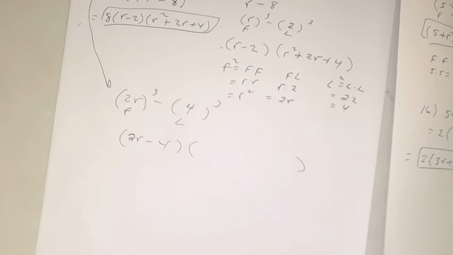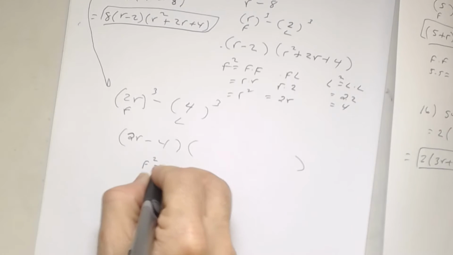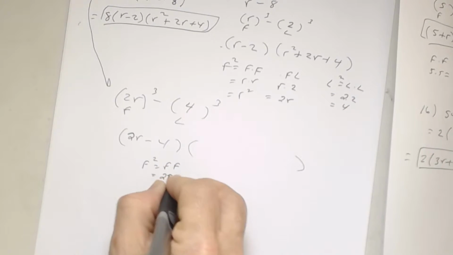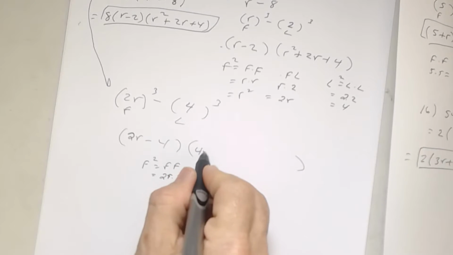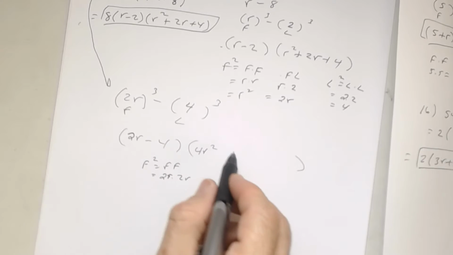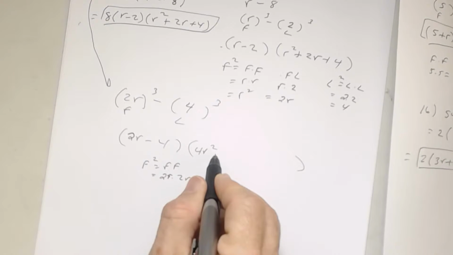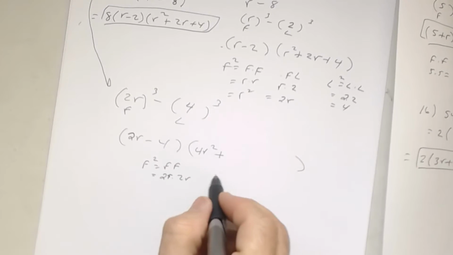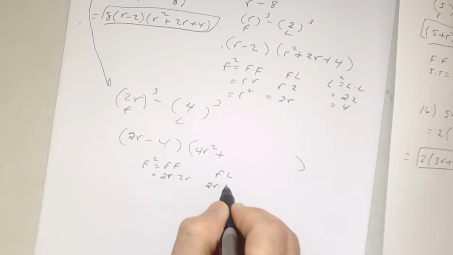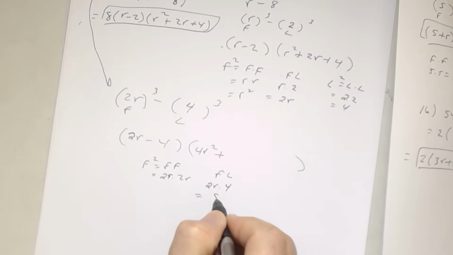The trinomial is F squared, meaning F times F. Okay. F times F. What's F in this case? 2R. So it's 2R times 2R. 4R squared. Now is it 4R squared plus or 4R squared minus? Plus. The second term is F times L. What's F? 2R. What's L? What do I get? 8R.